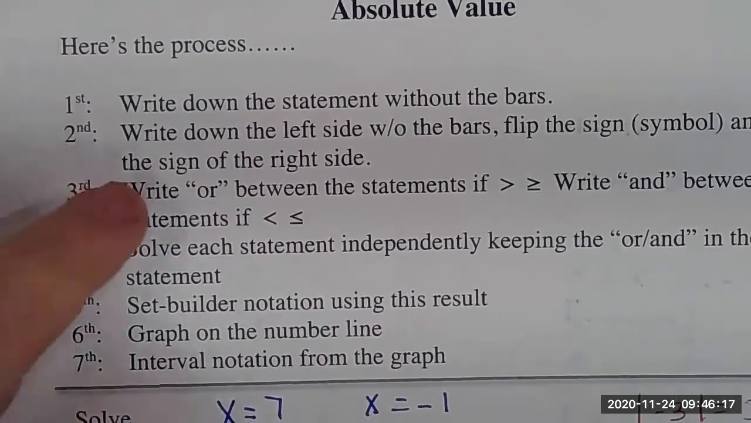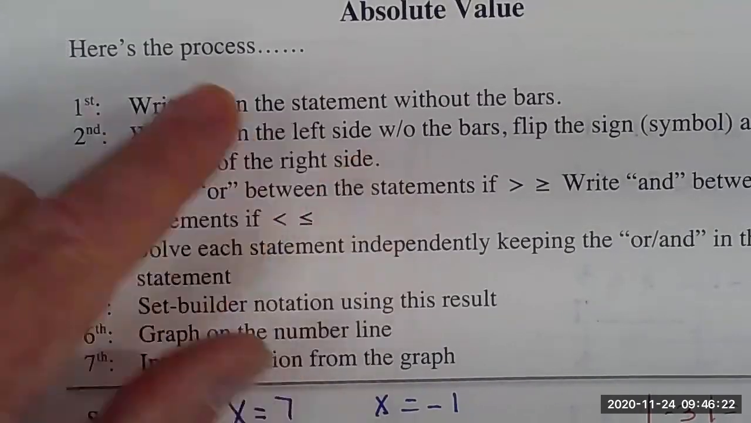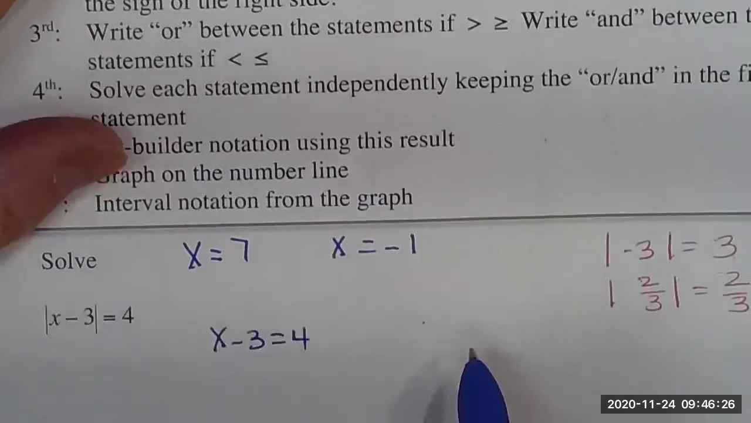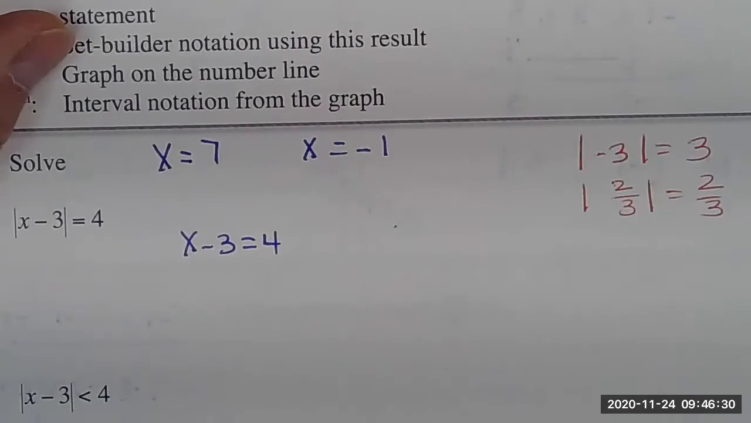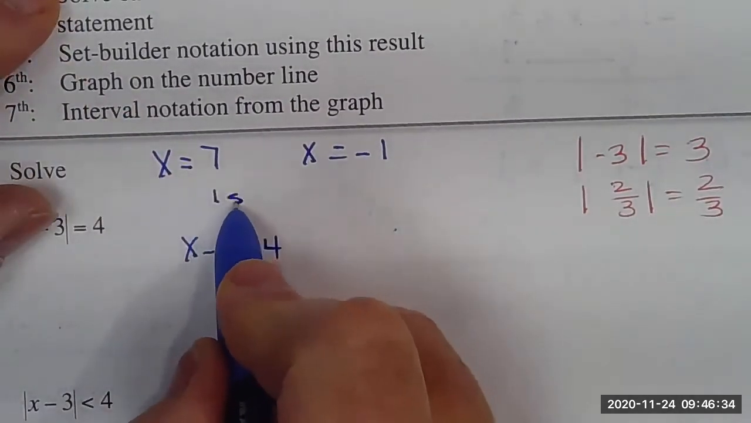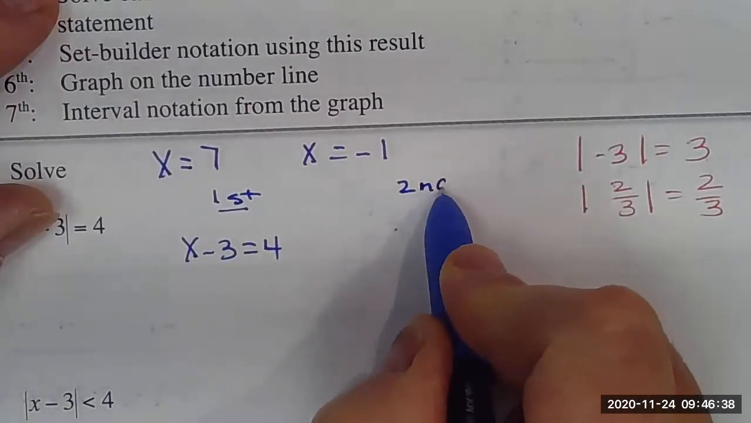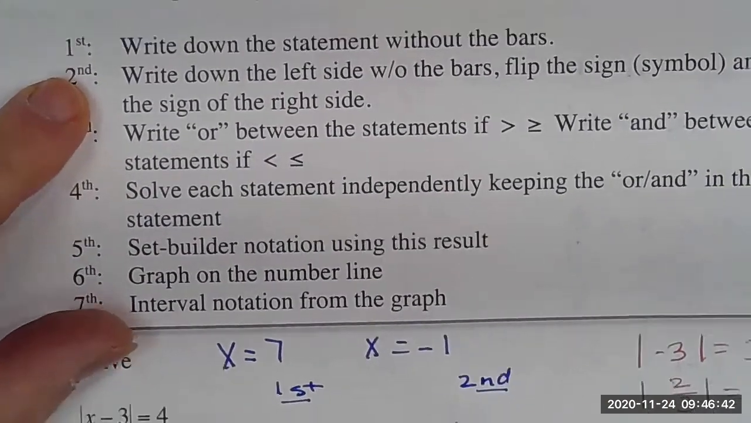Step 2, write down the left side without the bars, comma. So I'm going to go over here. Where do you put it, Jeff? Put it over to the right, because you're going to have 2 different statements. Each one of these will have 2 different statements. Here's your first statement. Here's your second statement. So the second statement says write down the left side without the bars.